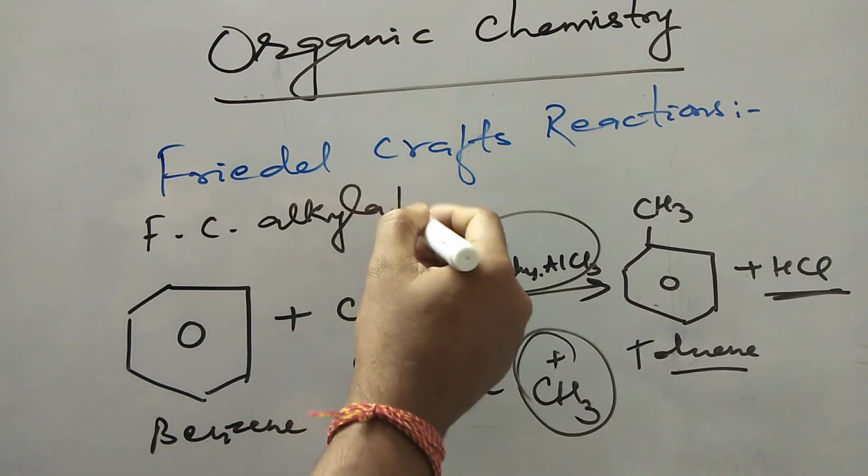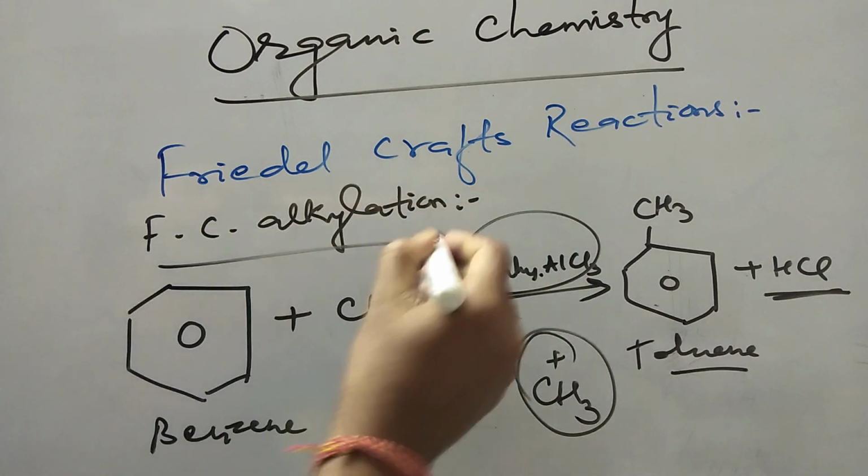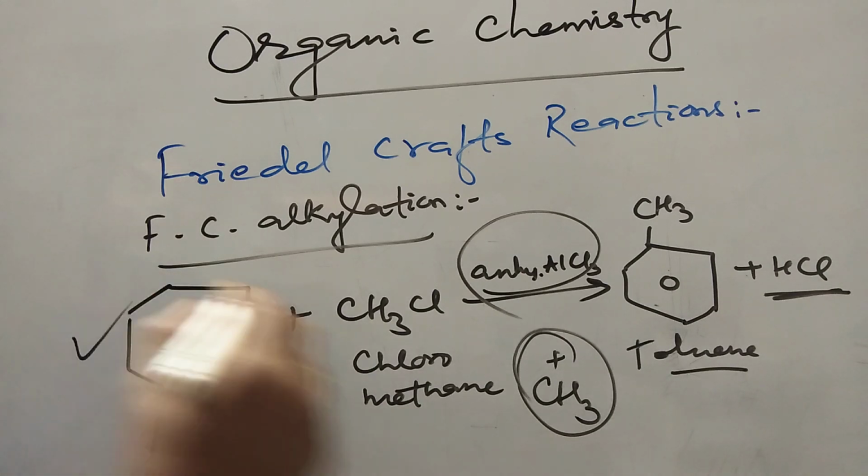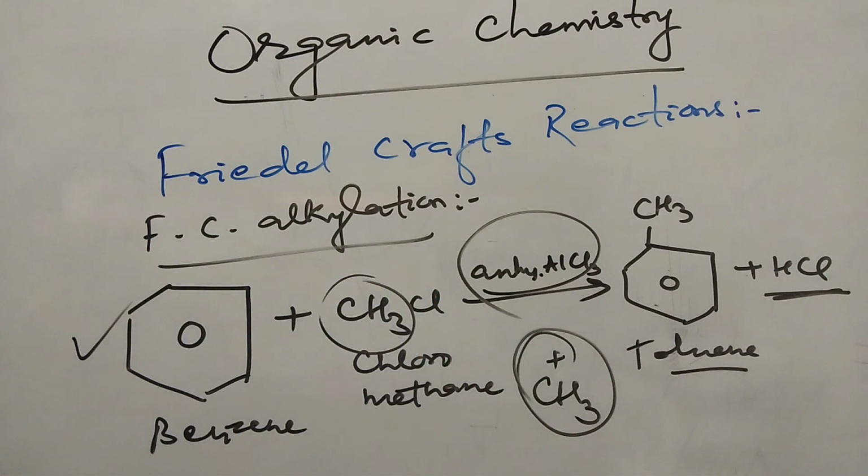alkylation. There are two different types of Friedel-Crafts reaction. One is called Friedel-Crafts alkylation, another is called Friedel-Crafts acylation. So this reaction is called Friedel-Crafts alkylation because the methyl group is getting added to the benzene ring.